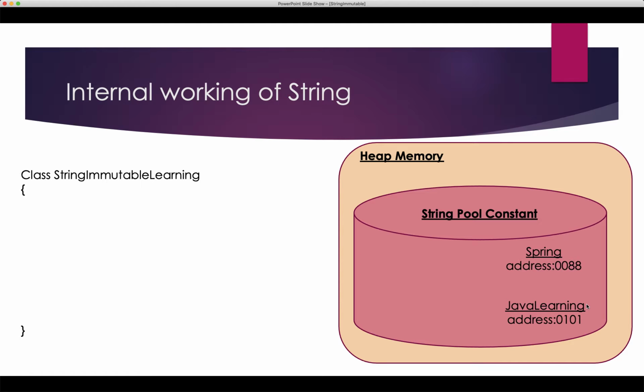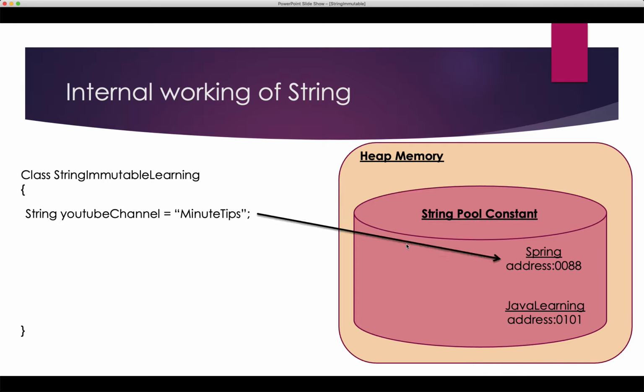Now let's say I'm creating one class, StringImmutableLearning, and in this class I'm creating one string variable, youTubeChannel, and I'm giving it the value Minute Tips. As soon as I create a string and give it a value, this YouTube channel variable is holding the value Minute Tips. What the JVM does is go inside the string pool constant and try to see if the Minute Tips string is already present somewhere.